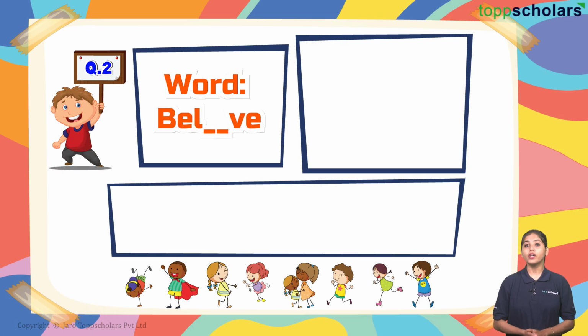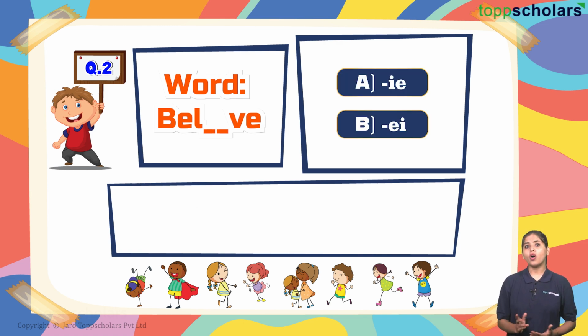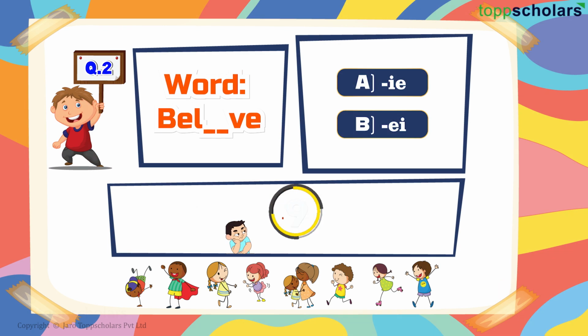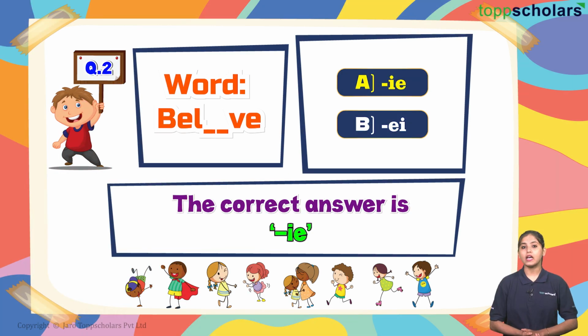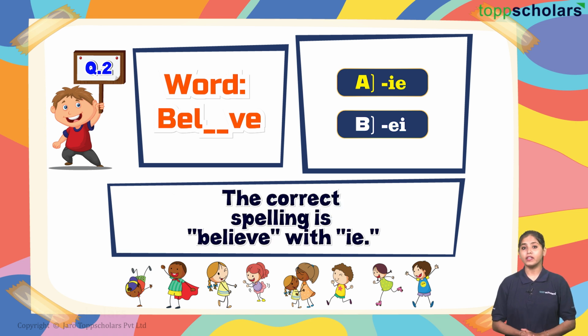Number 2. Word BEL-VE. IE or EI. The correct answer is IE. The correct spelling is believe with IE.